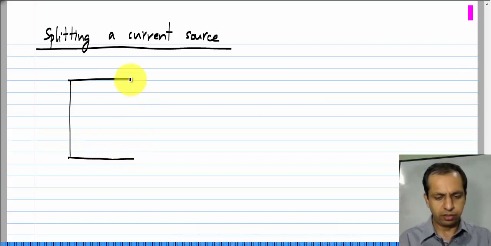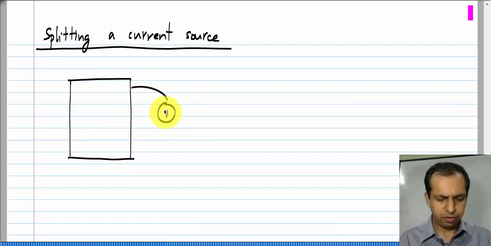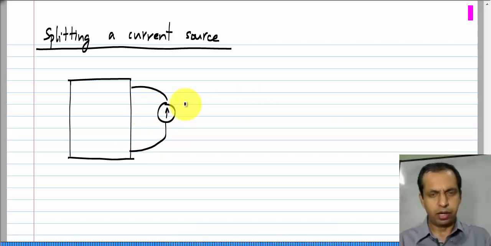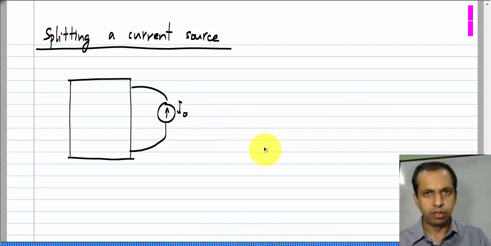could be any circuit. And it has a current source. I have not imposed any restrictions on this circuit. It could be linear, nonlinear, whatever, and it has this ideal current source connected somewhere. Let us say the value is I naught.